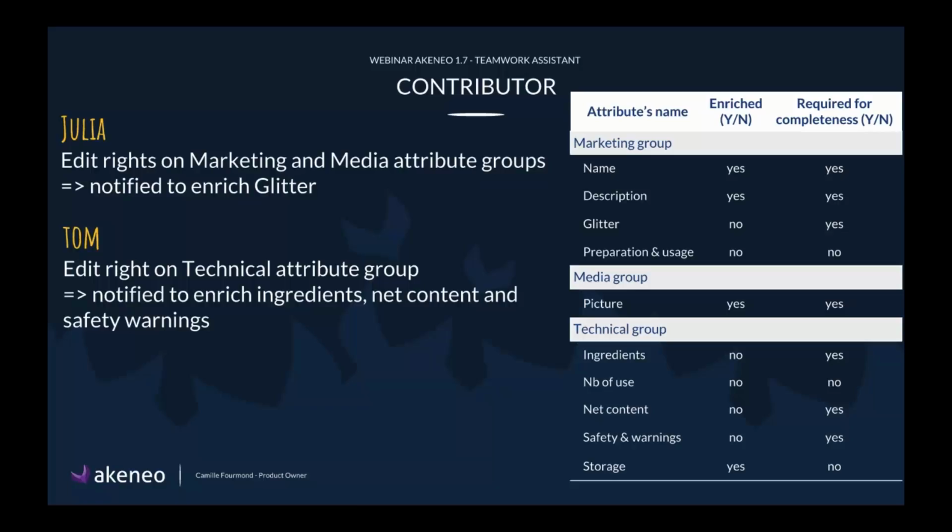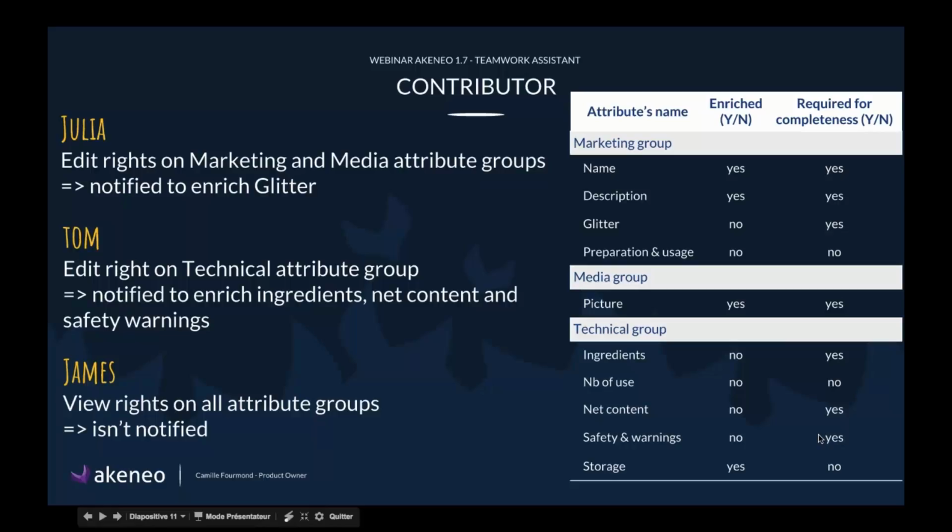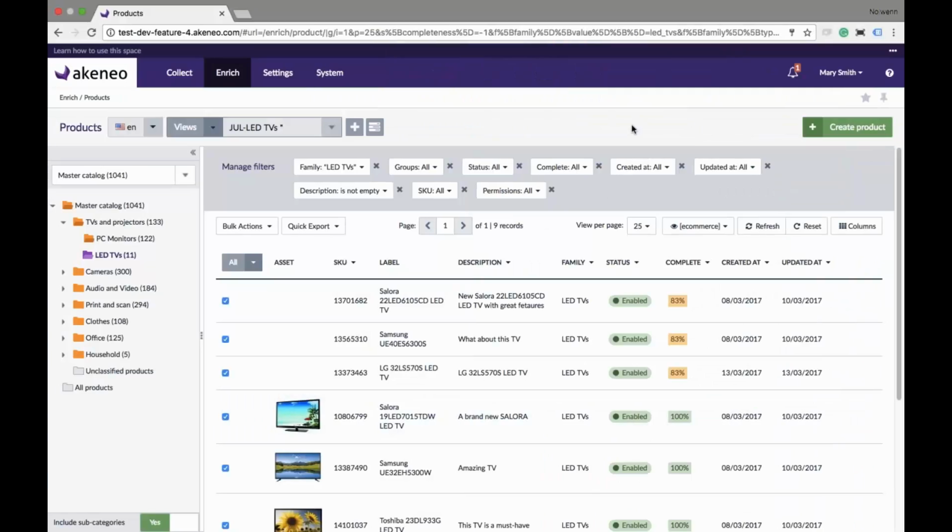You may not know James. James is a trainee at the IT department. He has only view rights on all attribute groups. James won't be notified as he doesn't have any work to do in the PIM. So this is really important: a contributor in the Teamwork Assistant is a user who has empty required attributes to fill in. Time for a demo. I will log out and log in as Julia.